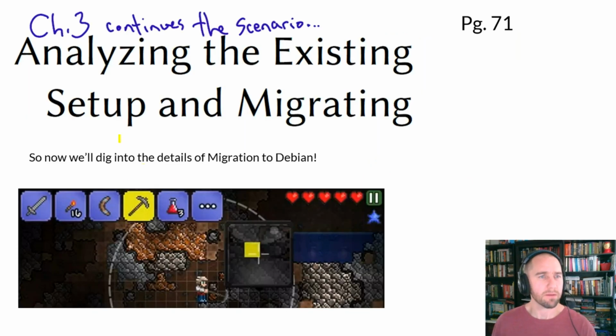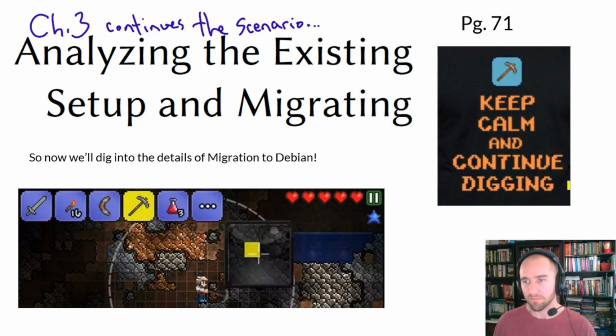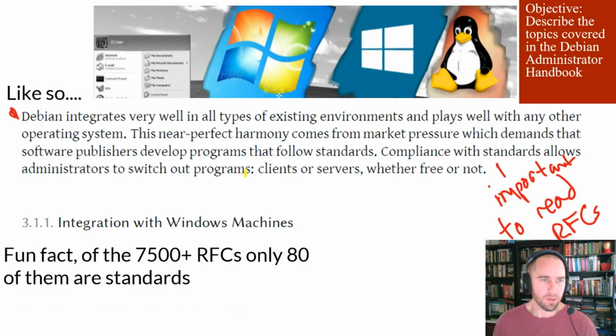Well, we're already on chapter 3 now, and they're just continuing that scenario. The title of it is Analyzing the Existing Setup and Migrating. So now we get an opportunity to dig into the migration process. And if you're following along at home, we're on page 71 now. So Debian integrates very well in all types of existing environments and plays well with other operating systems.